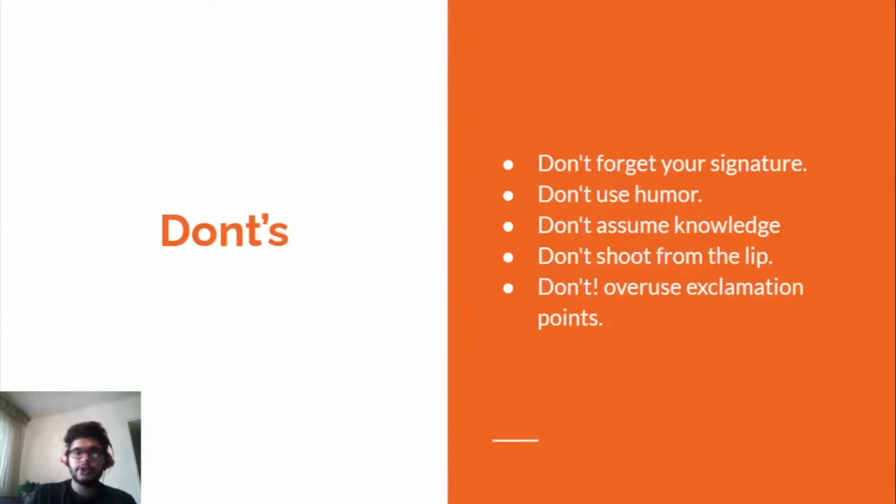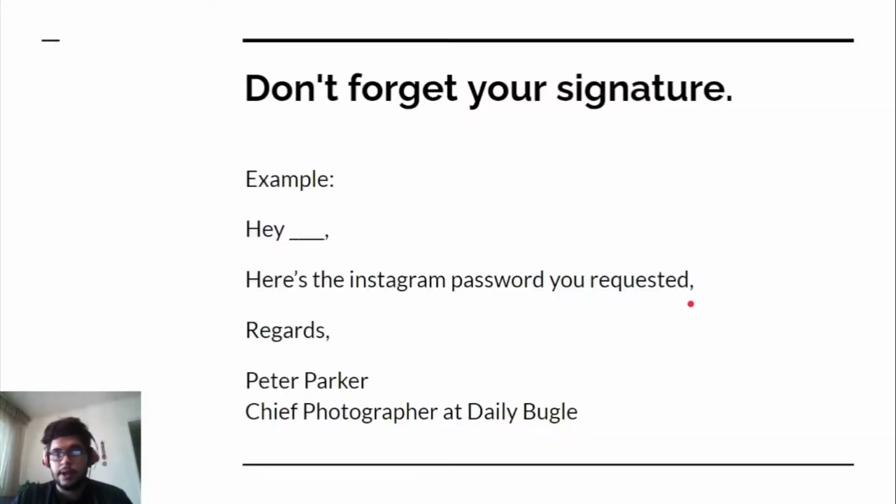Now, let's go to the don'ts. You shouldn't forget your signature, you shouldn't use humor, you shouldn't assume knowledge, you shouldn't shoot from the lip, and you shouldn't overuse exclamation points. Forgetting your signature is not as big a deal as the other ones, but still it makes you look really professional. Inside of Gmail, there's an option to add your signature to every email that you send, so you don't have to worry about that.